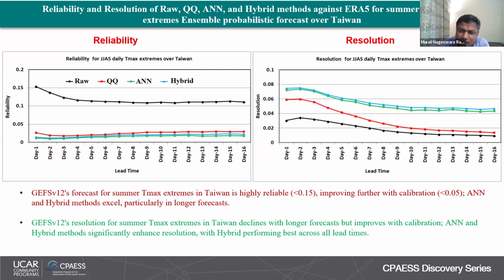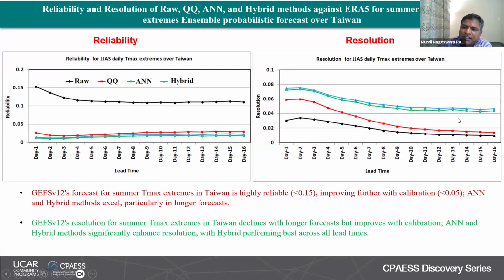Here the highest value is good and the lowest value is the worst. Here 0 is no skill and 1 is perfect. So you can see the raw model product has low resolution, but with all the calibration methods it is improved for the resolution.